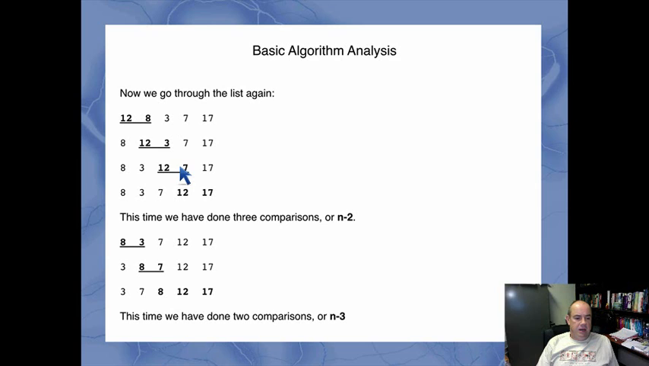We go again because our list is not yet sorted. We swap the 8 and the 3. Going down to the next pair, we swap the 8 and the 7. So now we have 3 elements that are where they belong. This time we've done n-3 comparisons. So we have done n-1 plus n-2 plus n-3 comparisons at this point.